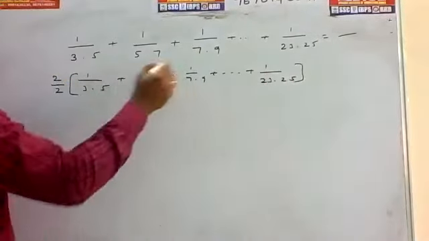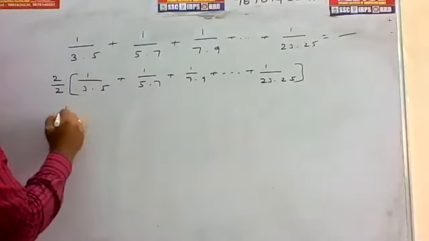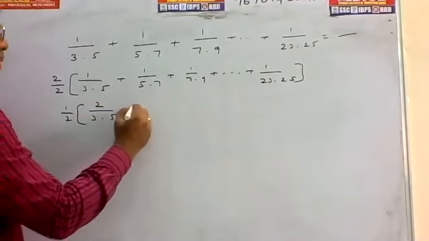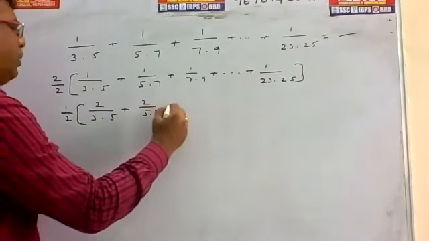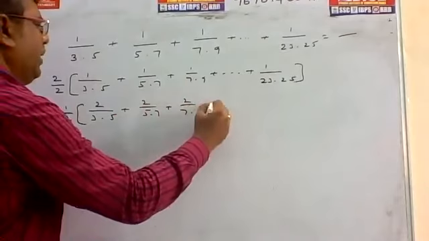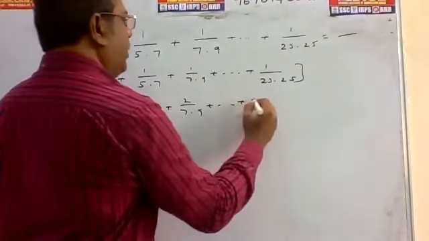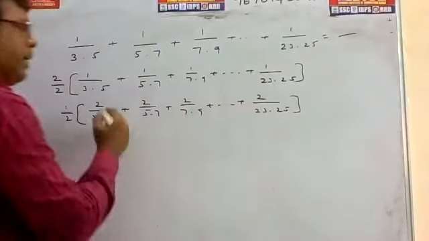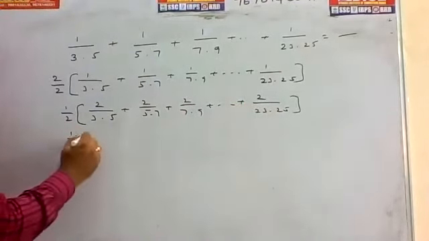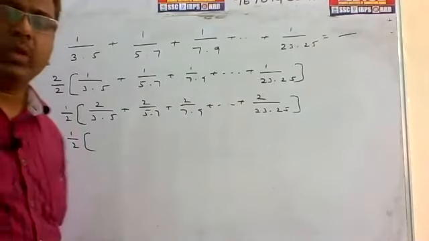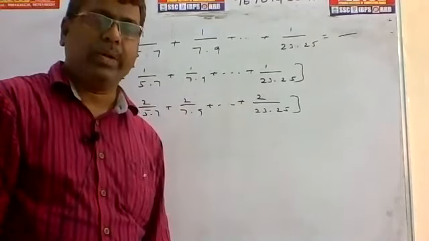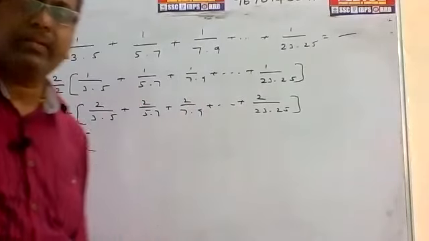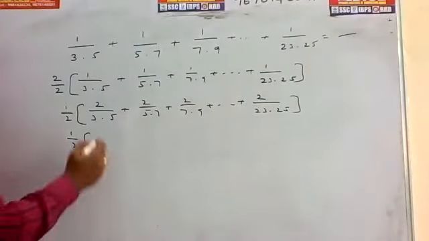Now send the 2 inside. So 1 by 2 into 2 by 3 into 5 plus 2 by 5 into 7 plus 2 by 7 into 9 plus so on, 2 by 23 into 25. Now you can write it like this, 1 by 2 into. So I get the answer 22 by 75. 11 by 70 is the right answer.